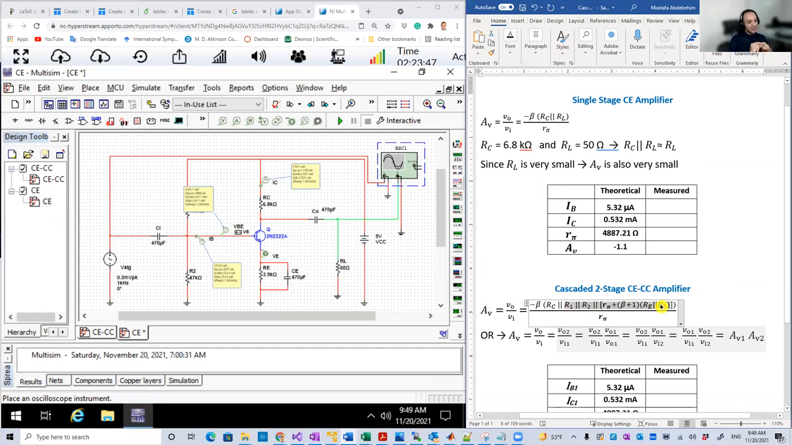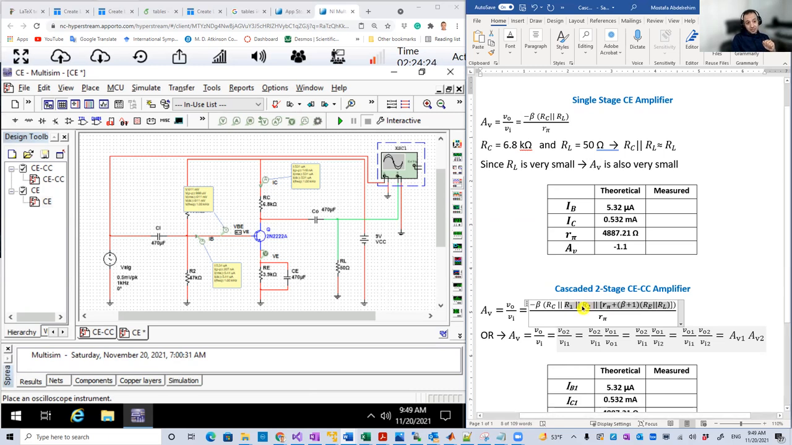And if you go, two observations here. First of all, this term R1 parallel R2 parallel R-by plus beta plus one, RE parallel RL is much bigger than RL. I'm going to leave this to you, but it's much bigger than RL. You can, for example, estimate and say that R1 and R2 are very large, just approximate to infinity. So if you have two parallel resistors, one infinity and one whatever value less than infinity, then the overall will be this small resistor.